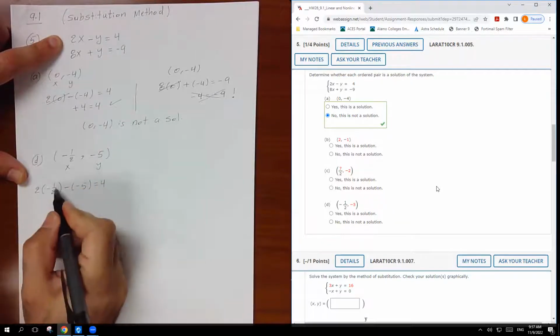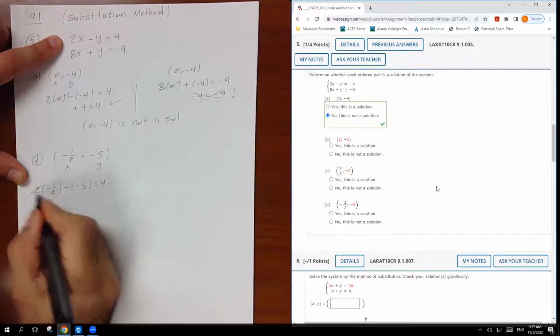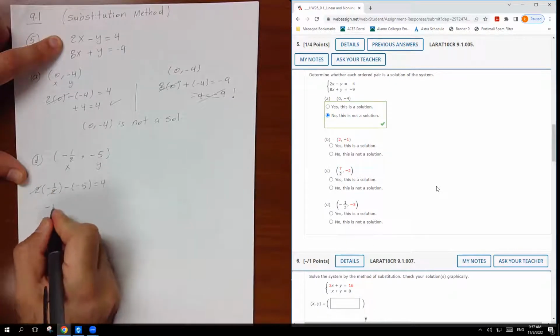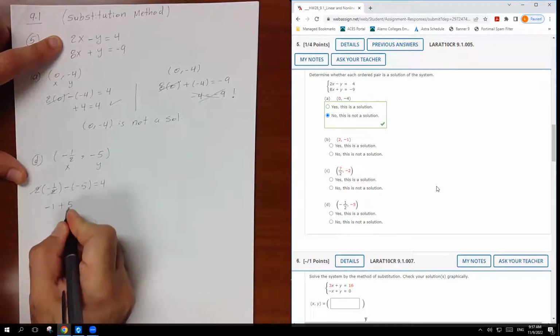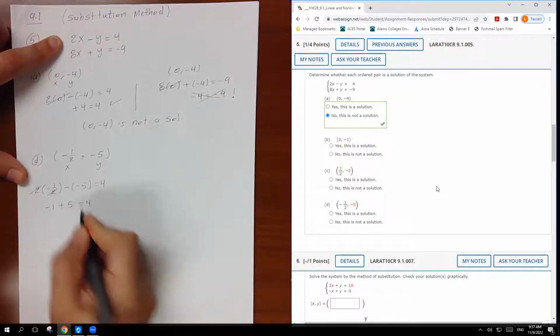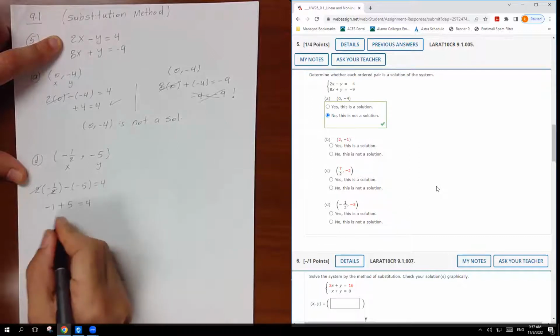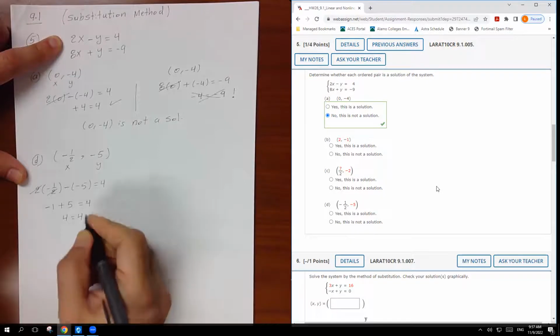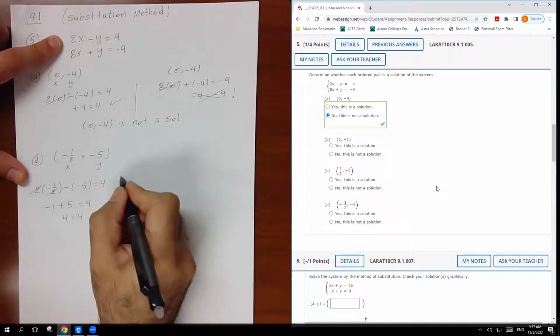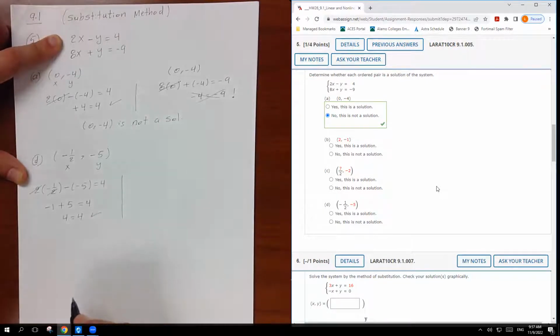Now 2 times -1/2, you're going to cancel these, so it's going to be -1. Negative times negative is positive 5. So the result is going to be 4. That means -1 plus 5 is going to be 4, equal to 4. So this is satisfied. With the first equation, it's satisfied.